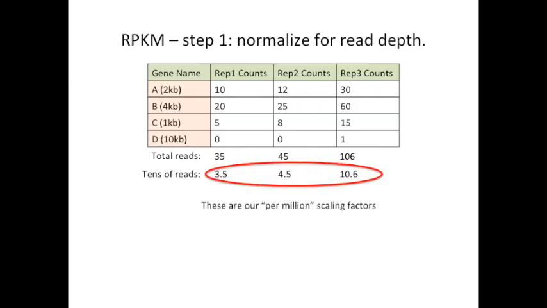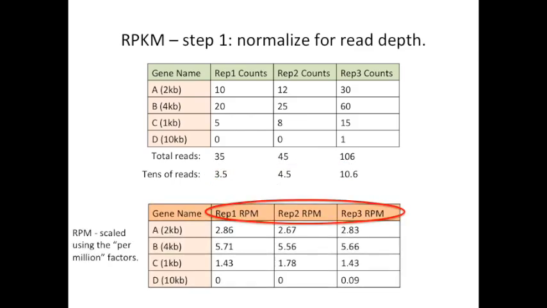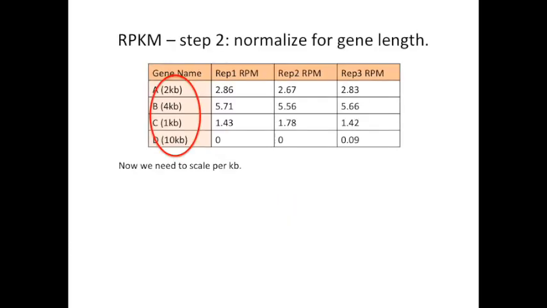Thus, these are our per million scaling factors for each replicate. And by scaling, I mean we're just going to divide the read counts for each gene by the appropriate scaling factor for that replicate. And using those per million scaling factors, we can calculate the reads per million for each replicate. The second step for normalizing by RPKM is to normalize for gene length.